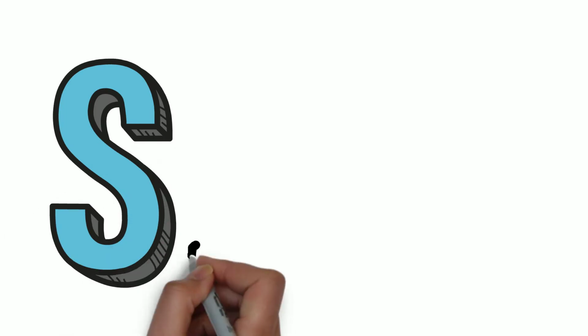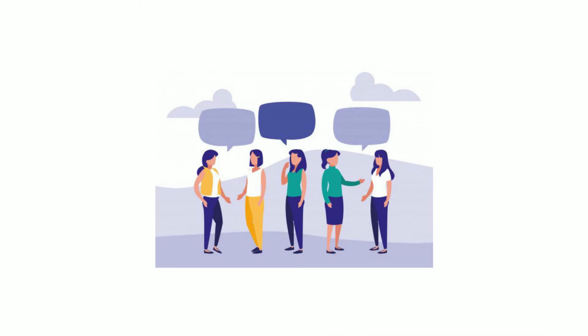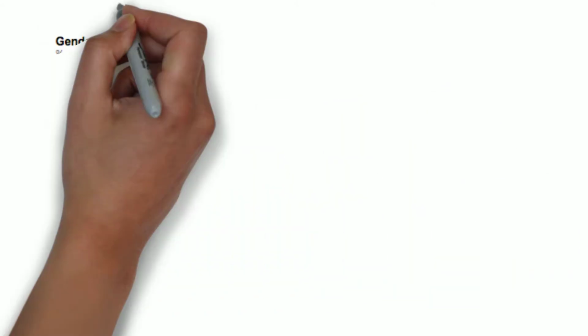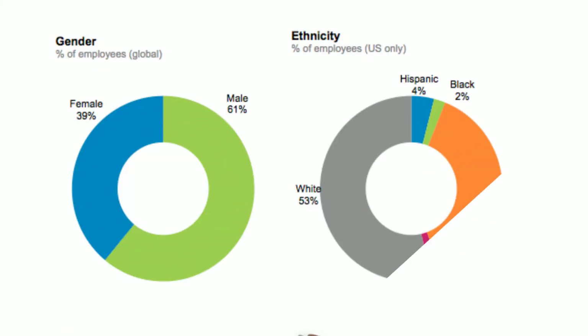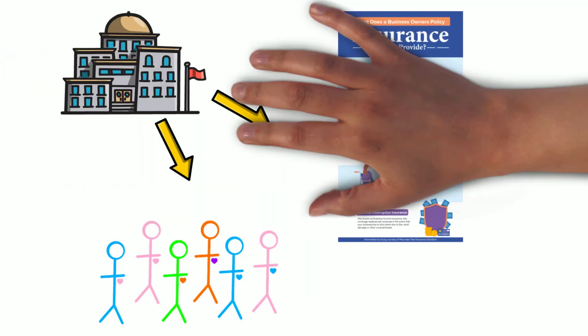S, social. Second, we look at the social component of the company. Basically, we're looking at how the company treats its members and faculty. Usually, we will take a look at the company's diversity and gender ratios. Companies who support all genders or provide insurance for their members may be a better company to invest in.